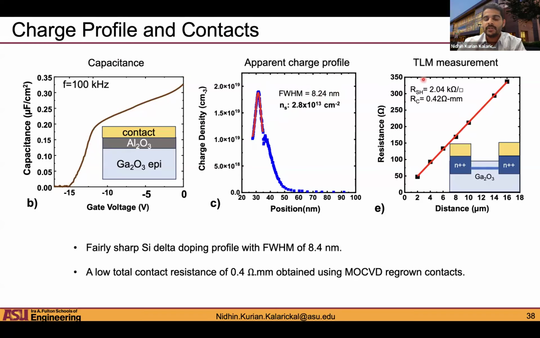And the figure on the right is the TLM measurements that we've done, looking at the total contact resistance, which is the contact resistance all the way from the metal to the channel, right? We get good linear fits and a very low contact resistance of 0.4 ohm-millimeter. This is primarily due to the high charge density that we're using, and also due to the fact that we used a very low-power etch process to do this recess etch into the gallium oxide for the contacts.